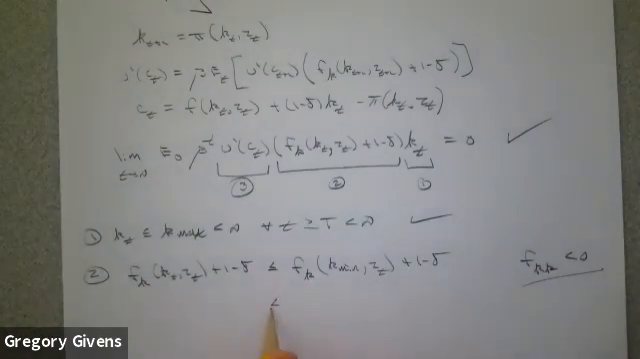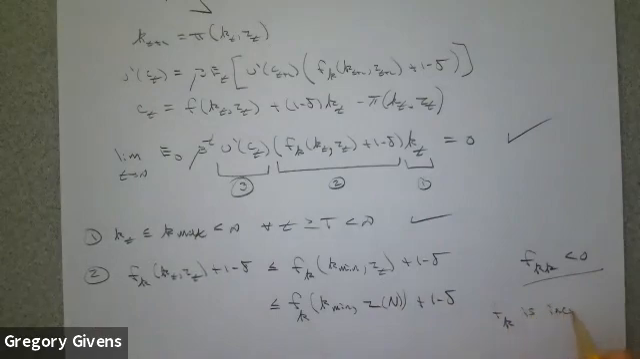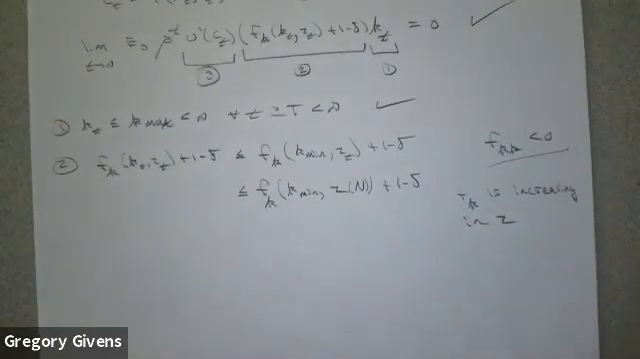Well, I'm going to argue that that's less than or equal to the derivative of f with respect to k evaluated at k min and z_n, plus 1 minus delta. Now here, I guess I'm going to have to make an assumption, and this would be that f_k is increasing in z. I haven't technically made that assumption yet, right? We know that f is increasing in z, but is the marginal product of capital increasing in z?